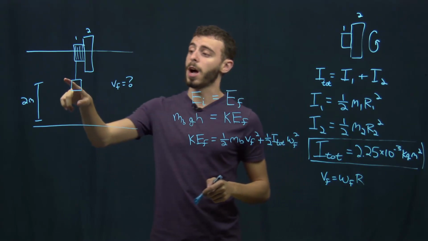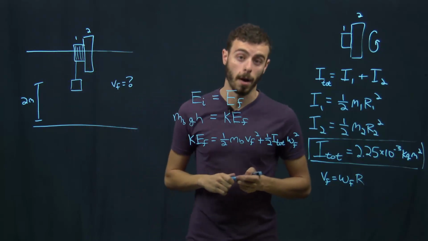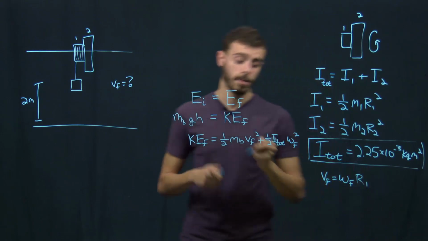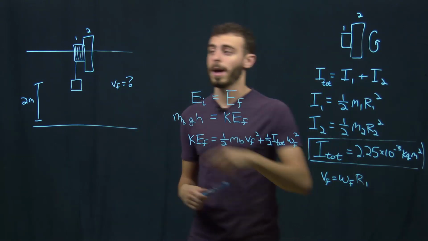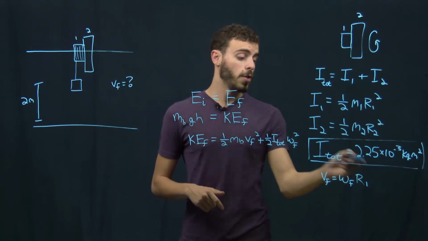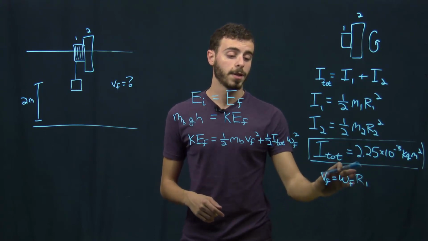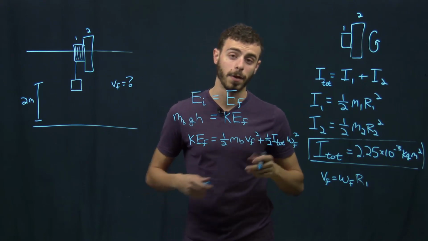In this case, the block we see is connected to a string, and that is directly connected to disk 1. So in this instance, we have to use radius 1. We're not going to use radius 2 because the velocity is equal to omega times the radius on which the string is tied. So this is our relation, being careful to use radius 1. We can solve this for omega, plug that in here, and then solve this relation for V final.